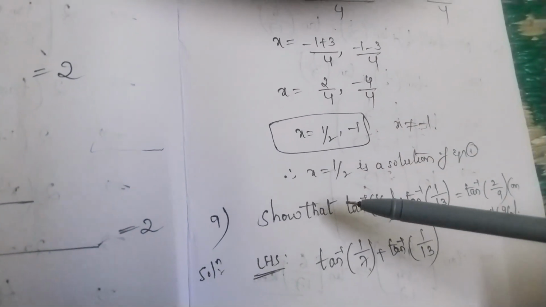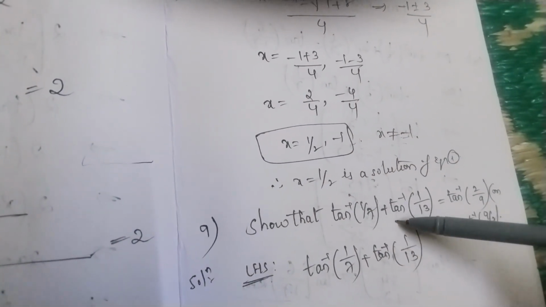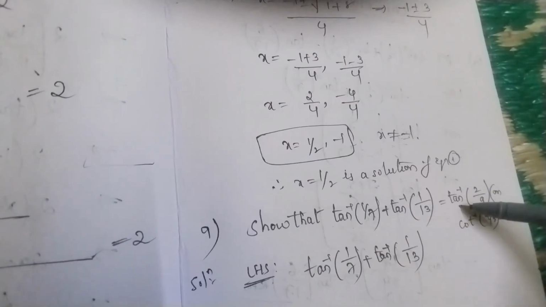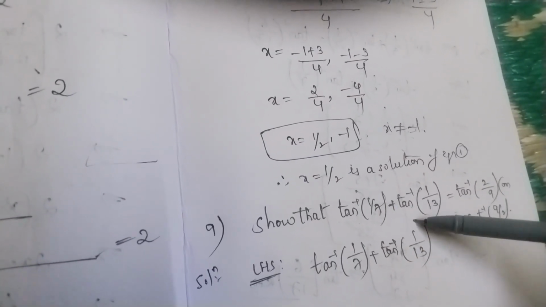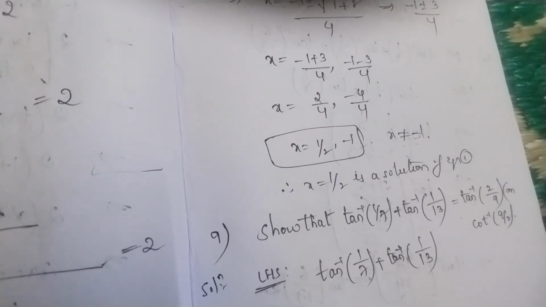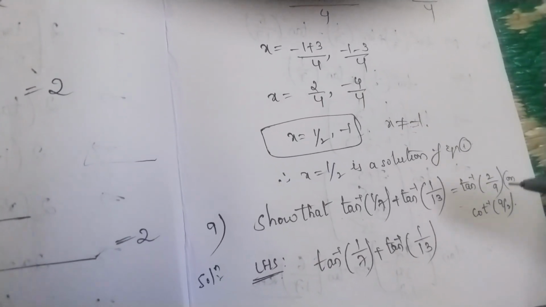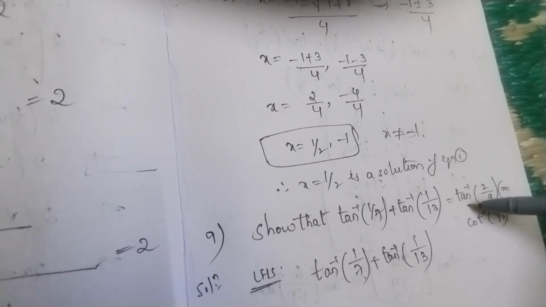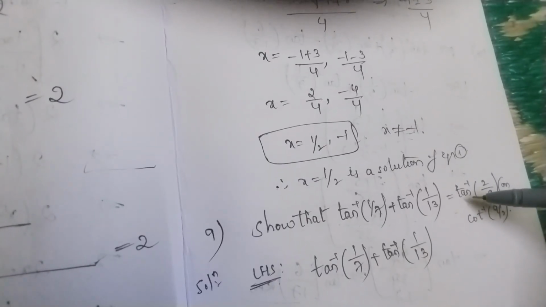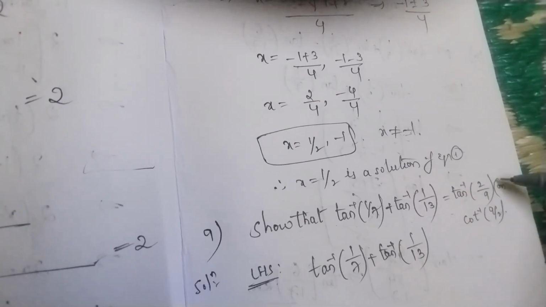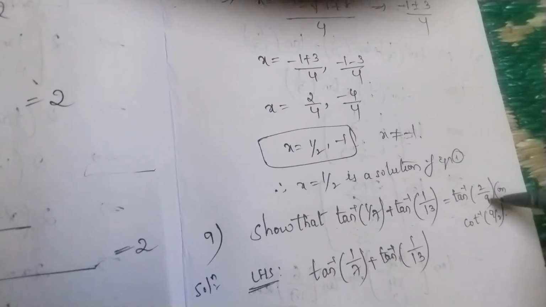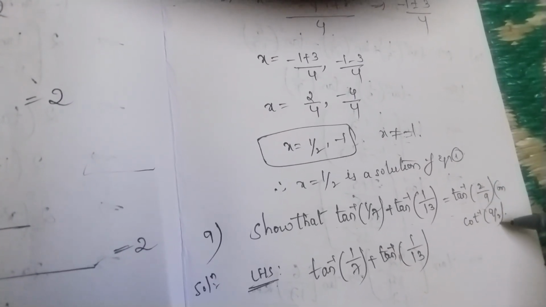Okay. Next we have, show that tan inverse of 1 by 7 plus tan inverse of 1 by 13 is equal to tan inverse of 2 by 9. Again here you have to apply the tan inverse x plus tan inverse y formula, that is tan inverse of (x plus y) by (1 minus xy). And one more thing, in the given question the examiner may ask it like this also, that is tan inverse of 2 by 9 or cot inverse of 9 by 2, because the reciprocal of 2 by 9 becomes 9 by 2.